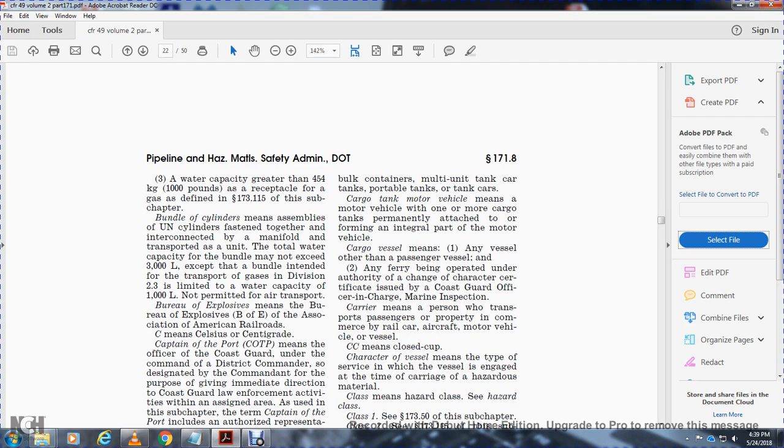CC means closed cup. Charter vessel means the type of service the vessel is engaged in at the time of the cargo and carriage of hazardous material.